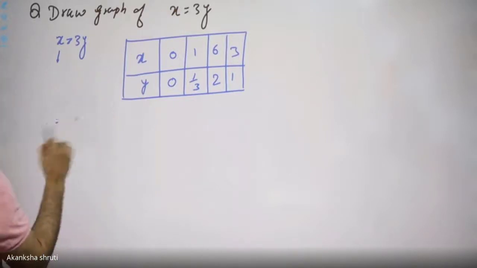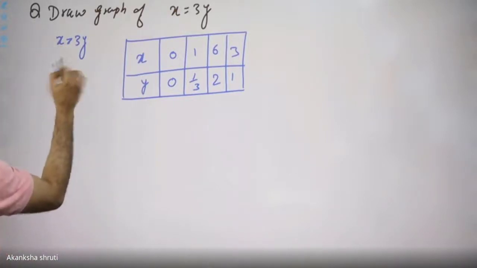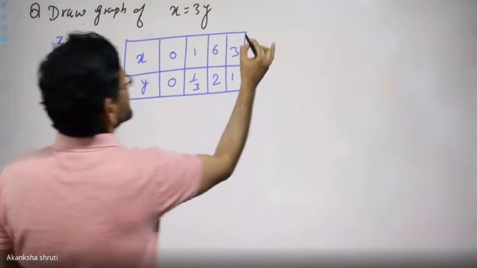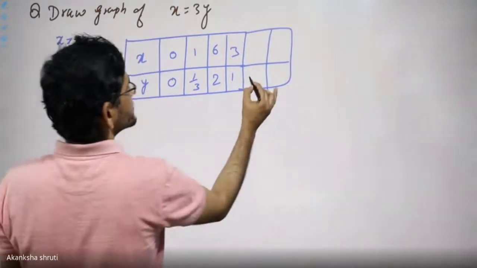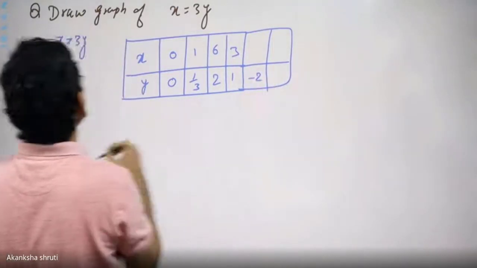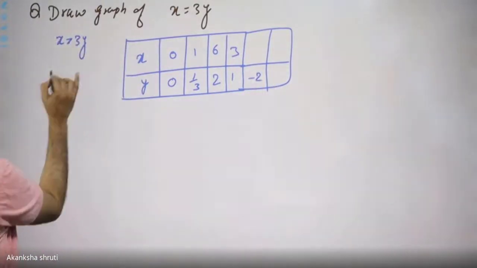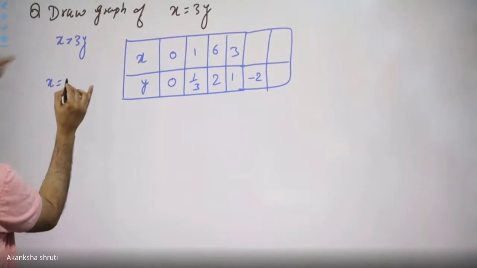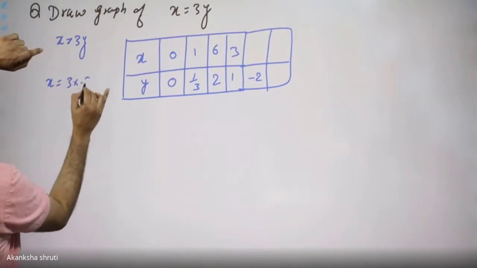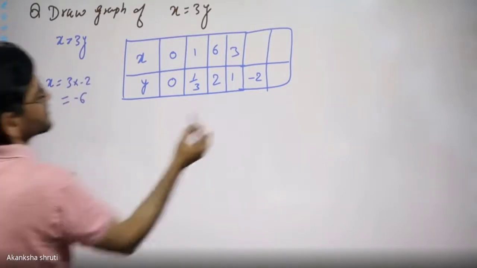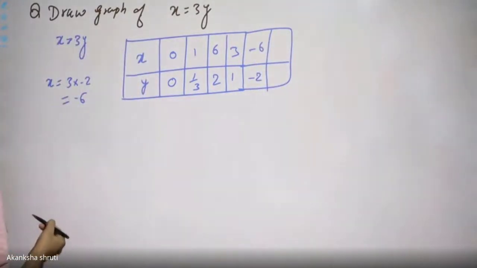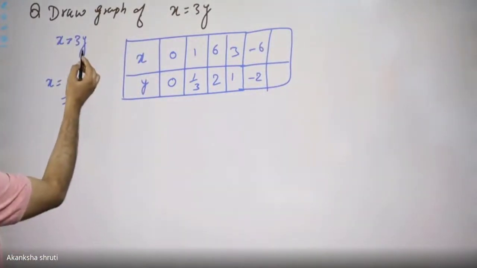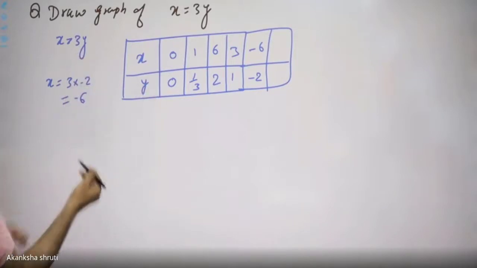These are some of the solutions that we have collected. Students, we are free to choose some negative values also. Let us take y equals minus 2. Substituting, x equals 3 into minus 2, which is minus 6. Students, we can take other values also, or I think this much is enough.